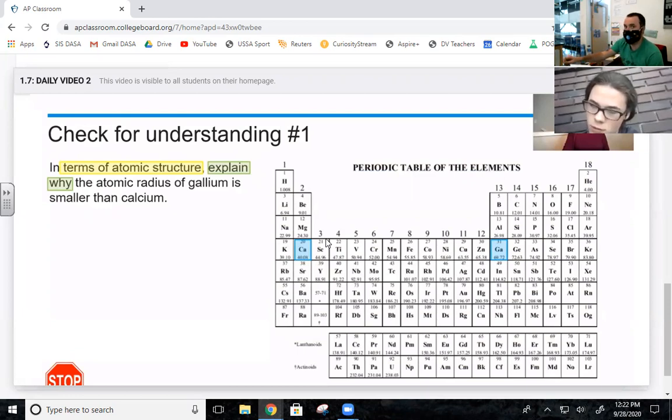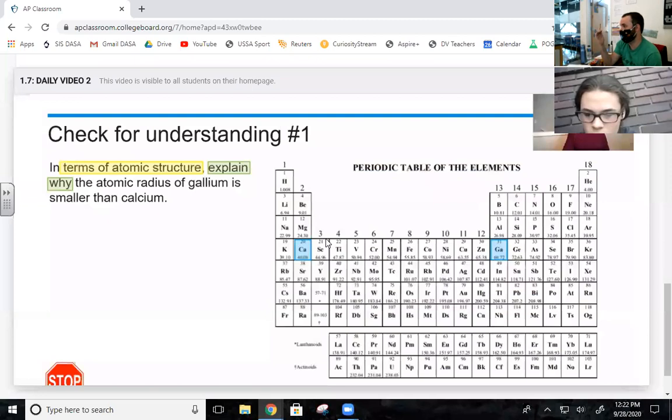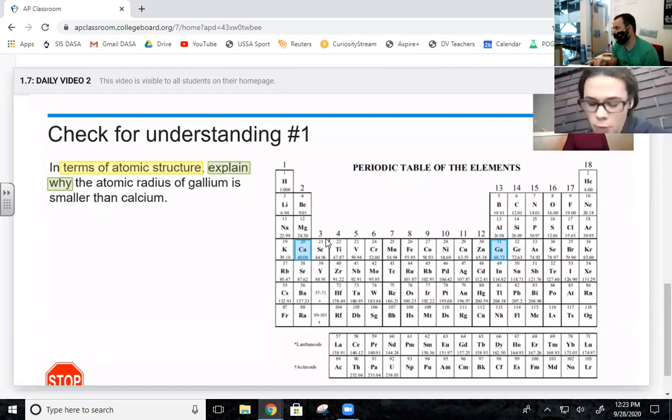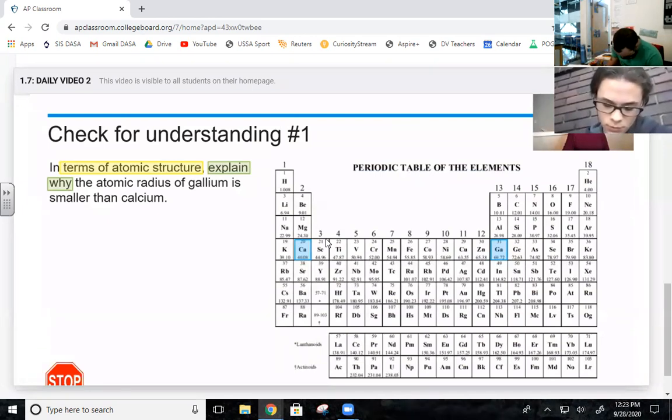But because gallium has more protons in its nucleus, it pulls on that same valence shell harder. Does that make sense? Okay. So calcium has a larger radius because it has fewer protons, and gallium has a smaller radius because it has more protons, and they have the same valence shell. Are we clear on that? Okay.